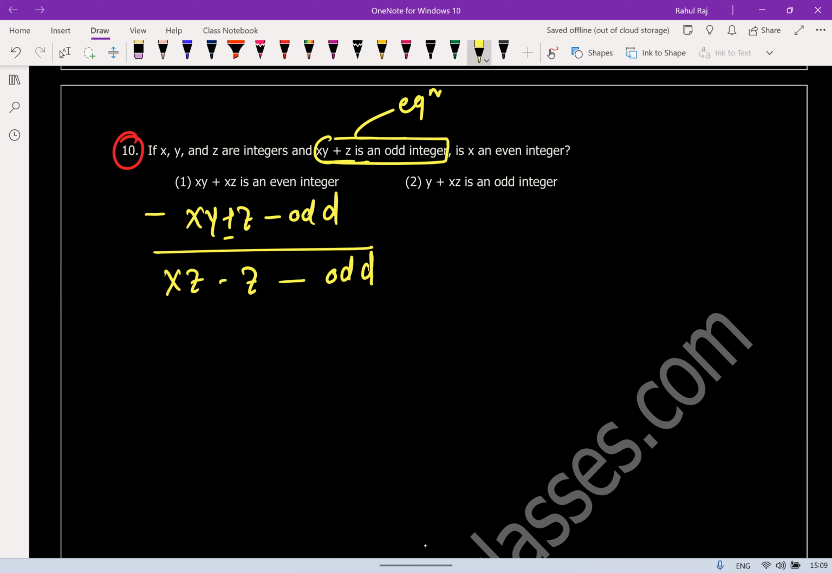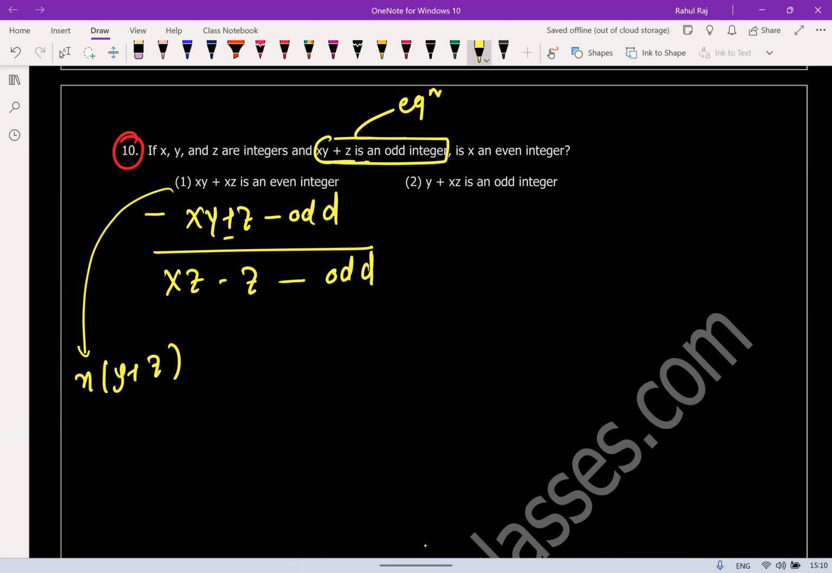A better way to solve this question is not using the equation, but using the logic itself. That xy plus xz is an even integer. If we take x common, x times y plus z is an even integer. The product of two numbers can be even only when... so we can say that x is even and y plus z is even.